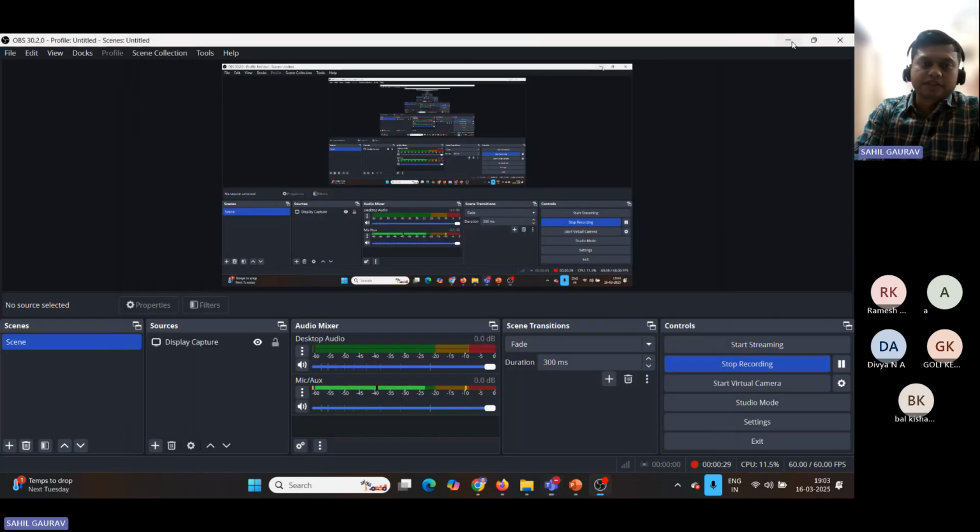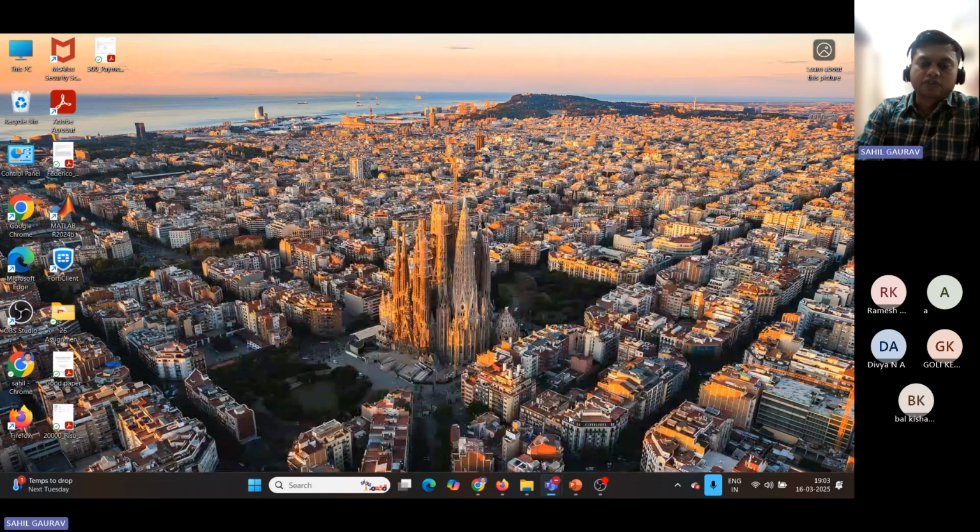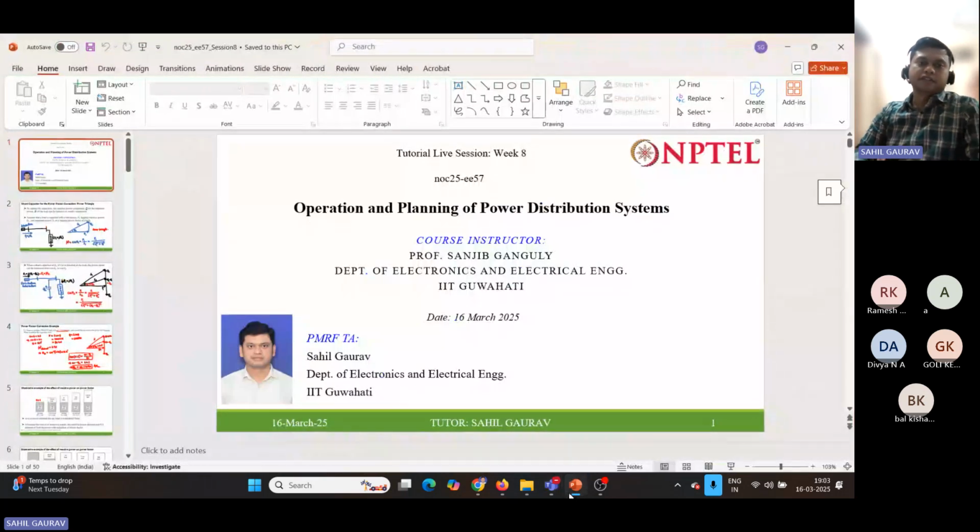Today's session number is 8, and in today's session we are going to see reactive power compensation in distribution system. In the last session, we have seen the backward forward load shift algorithm for distribution system. Now in today's session, we are going to see reactive power compensation in distribution system.